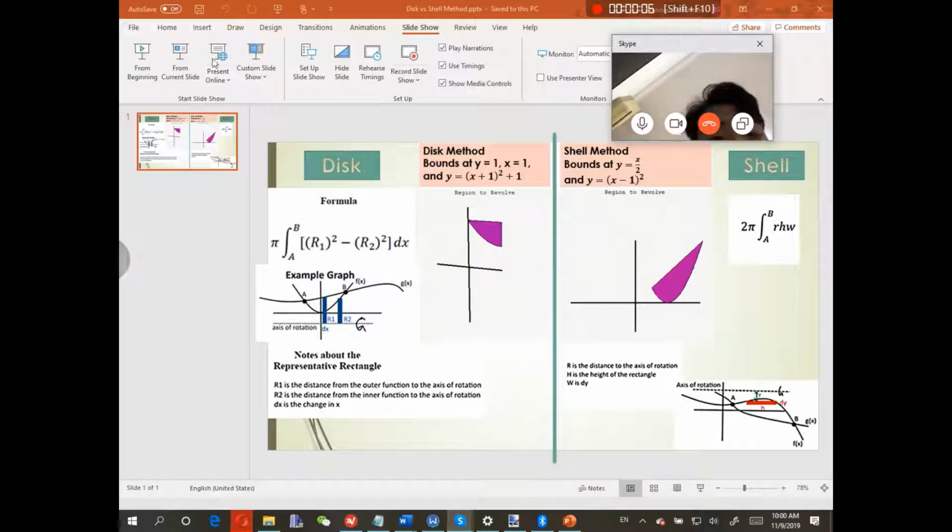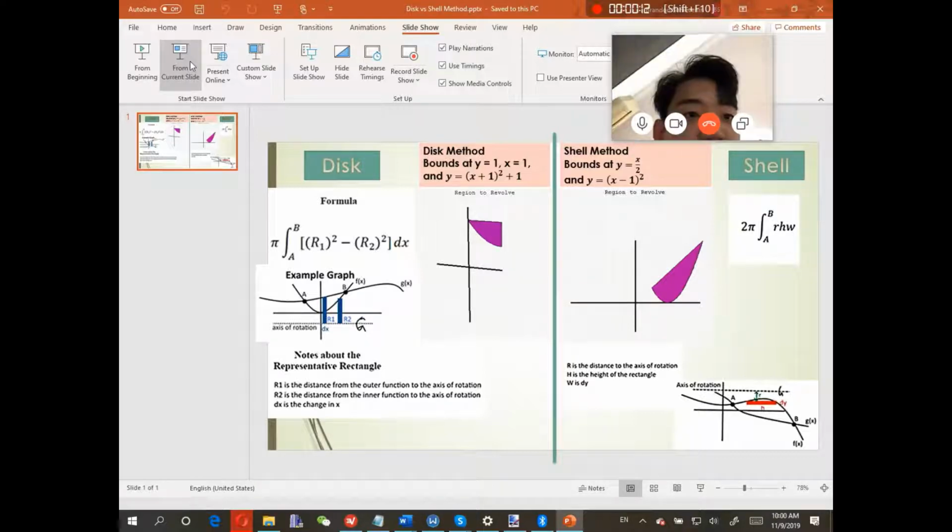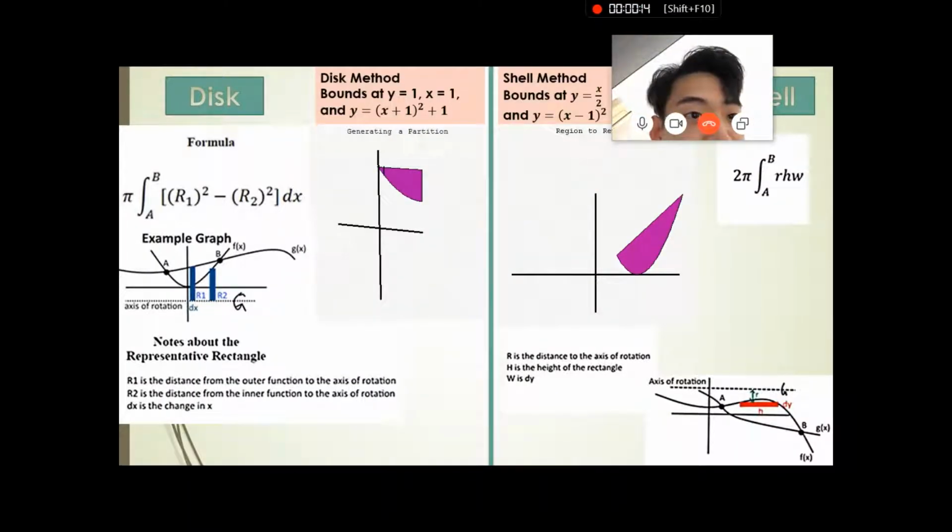So I'm going to review really quickly. We'll do one free response question with this method. Then I'll introduce how we can revolve around vertical lines instead of horizontal lines. We'll try one or two problems with that, and then we'll be done for the day.